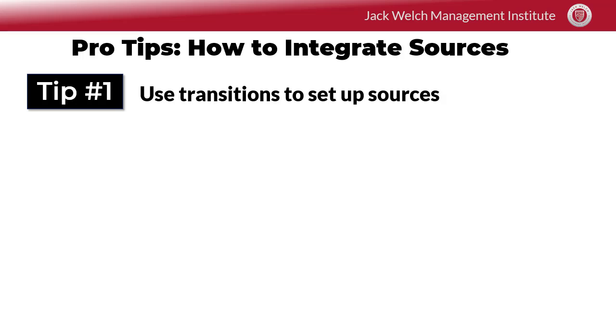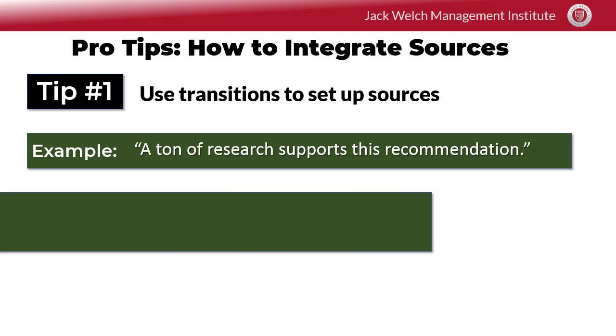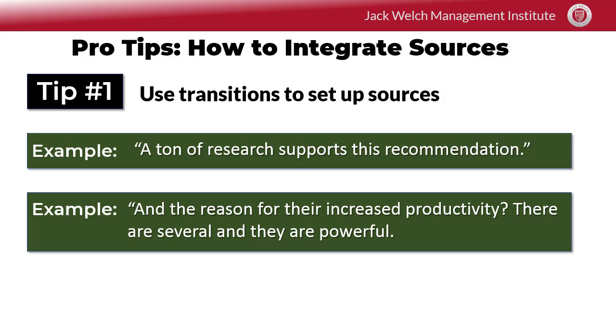Tip number 1. Use transition sentences and words to set up the sources. For example, a ton of research supports this recommendation. Well, the reader now knows to expect a ton of research. Another example. And the reason for their increased productivity? There are several, and they are powerful. Now the reader expects those reasons for increased productivity, and they had better be powerful.